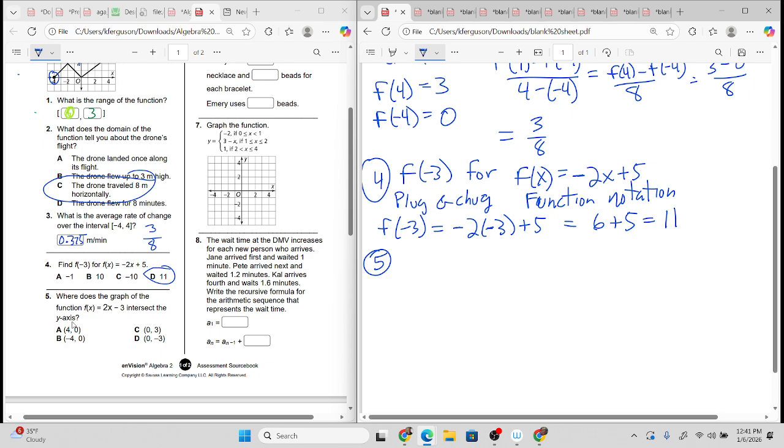Where does the graph of function f of x equals 2x minus 3 intersect the y-axis? Well, they're talking about intersecting, and they gave us some kind of equation. So that puts us in the mind of slope intercept form. That's when we got y equals mx plus b, where m is the slope and b is the y-intercept.